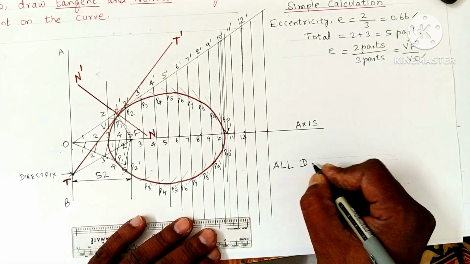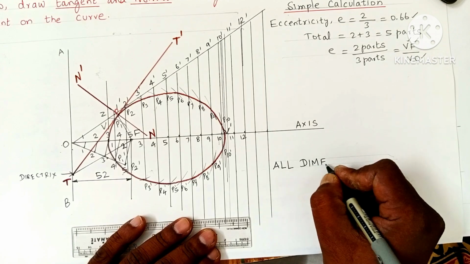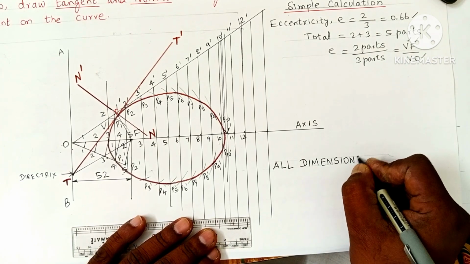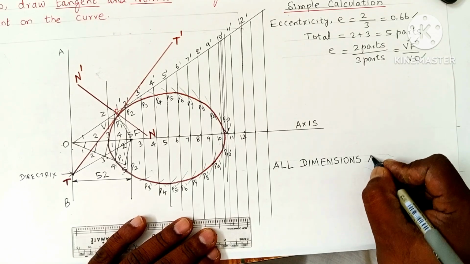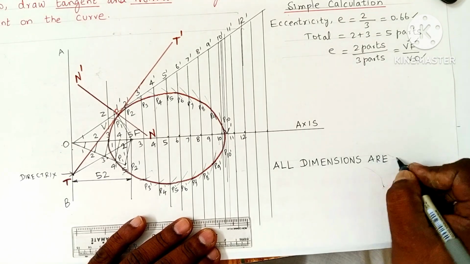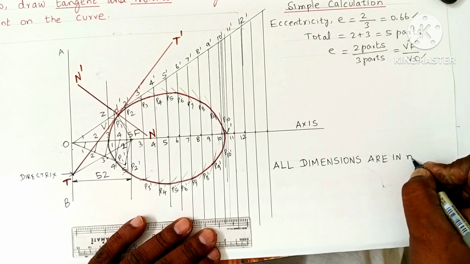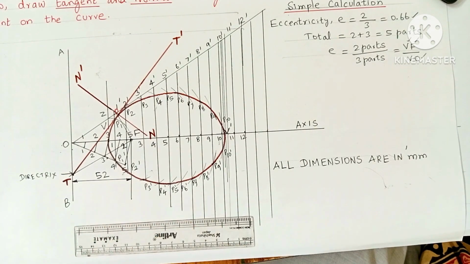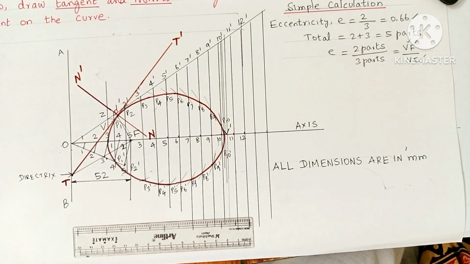All dimensions are in mm. Writing work shall be carried out using H or HB pencil. So one who reads the drawing shall be able to understand the notations. So this method of drawing the ellipse is called the eccentricity method, as the eccentricity value is given in the question. And thanks for listening.